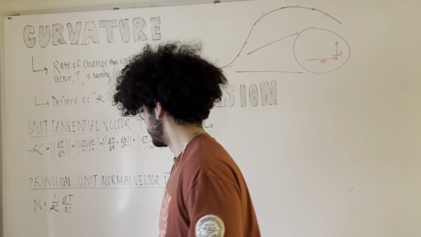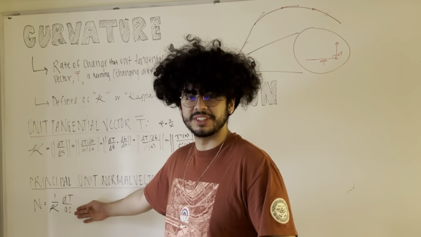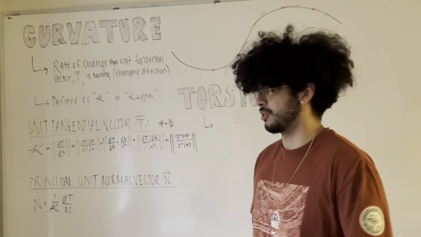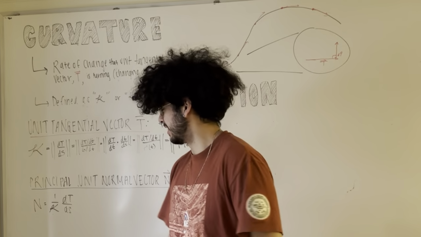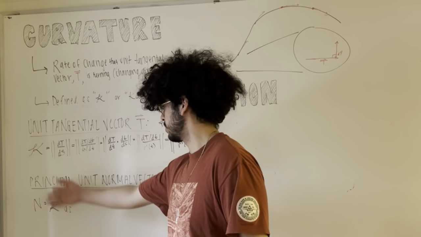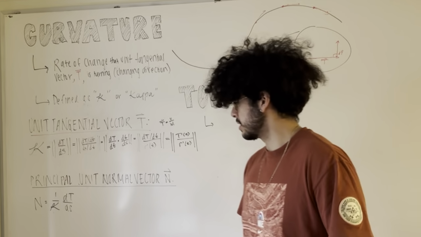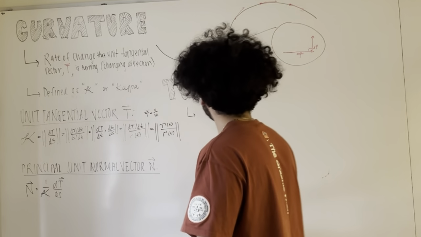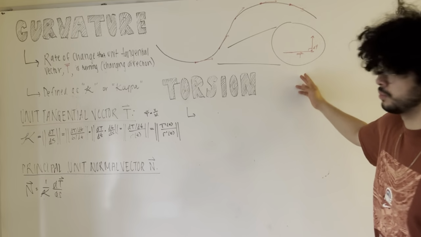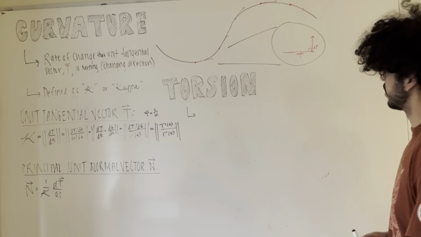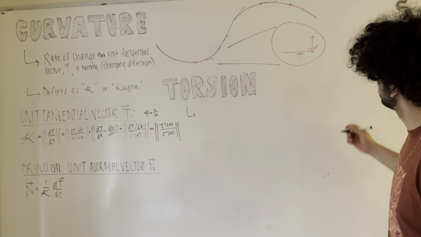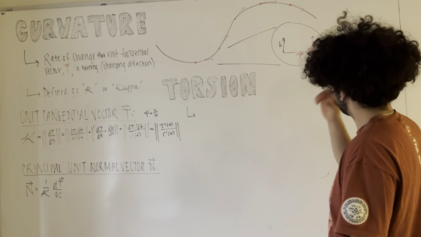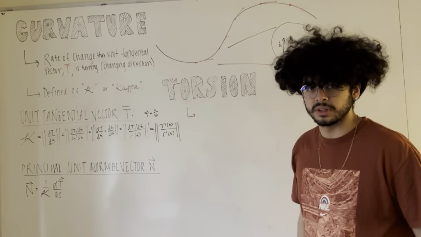Here on the board I have written the initial definition of the normal or principal unit normal vector, or the PUN vector. It's equal to 1 over the curvature times dT ds. This formula states that N is parallel to dT, which means it's also perpendicular to T. So we would have a normal vector N as well as tangential vector T.